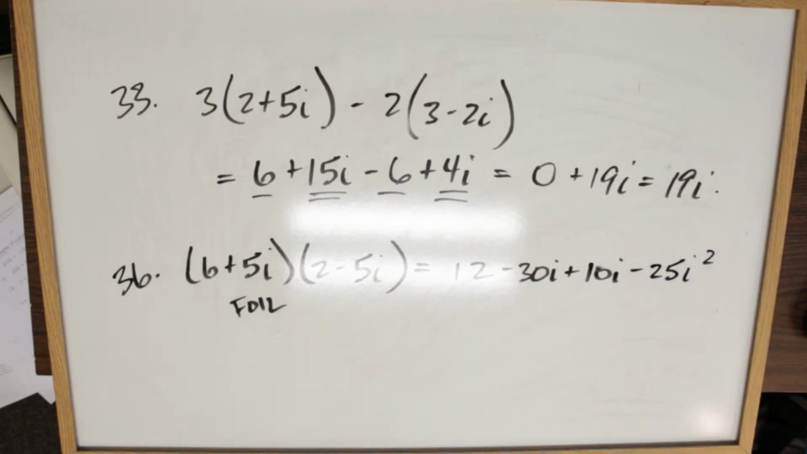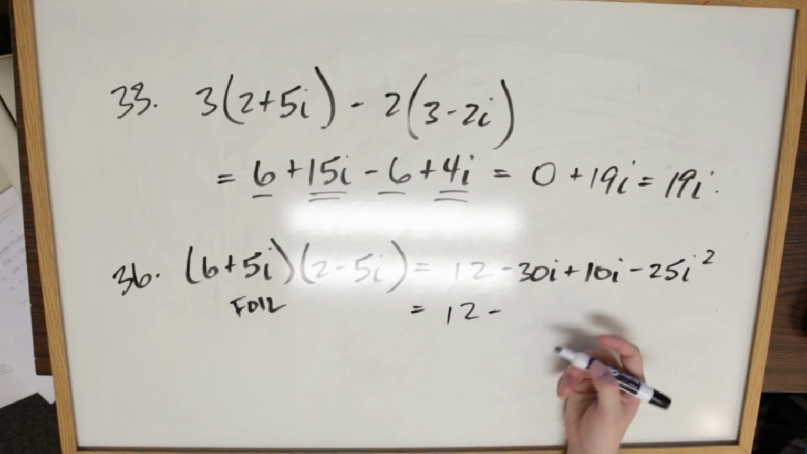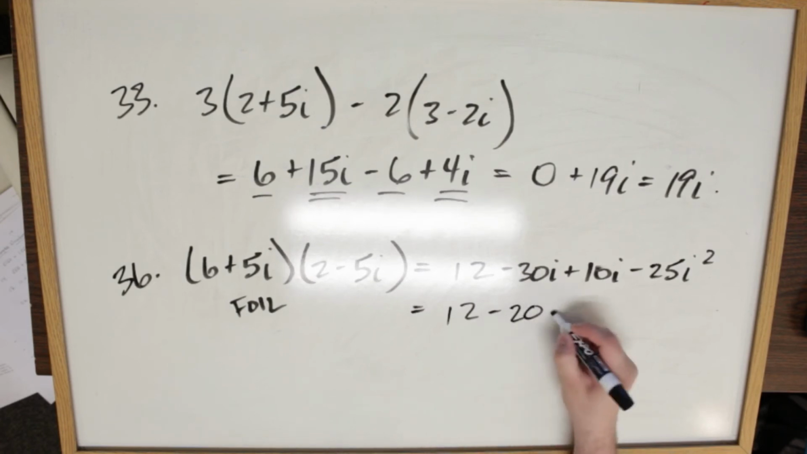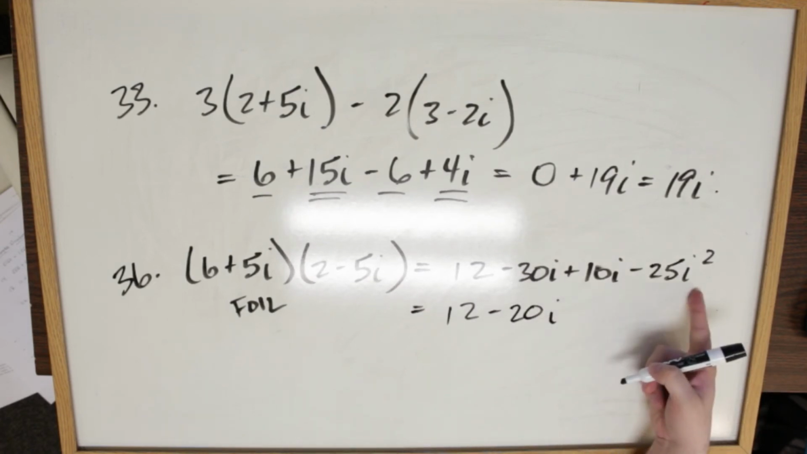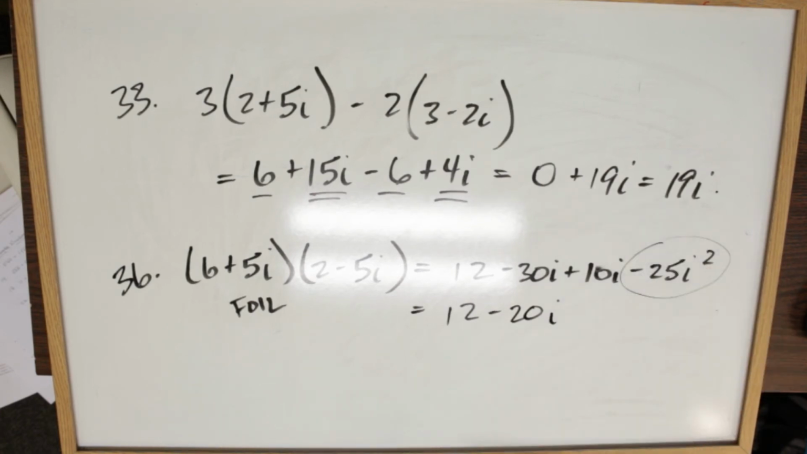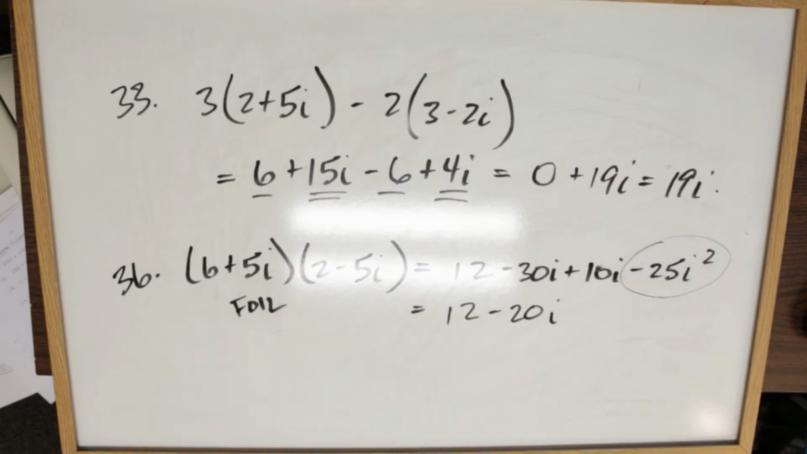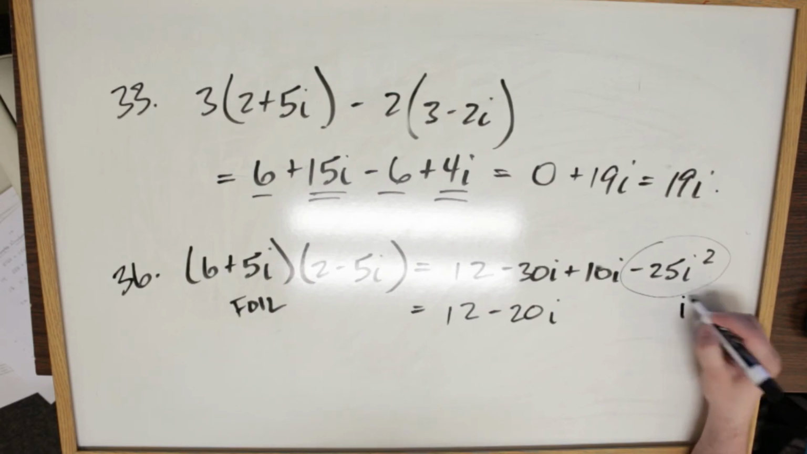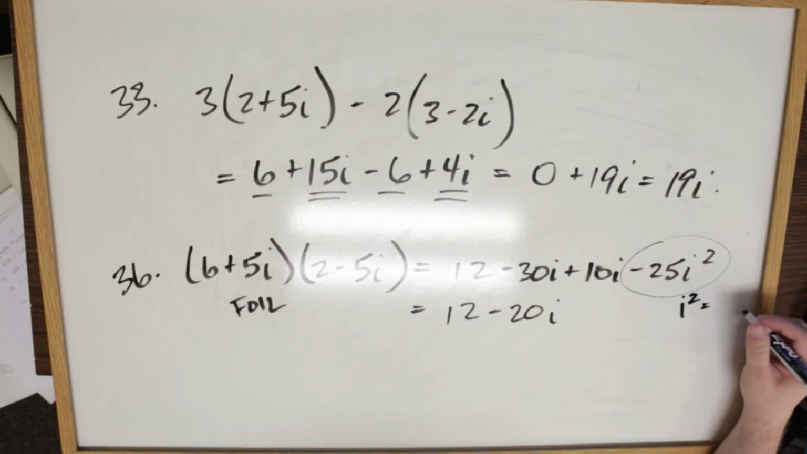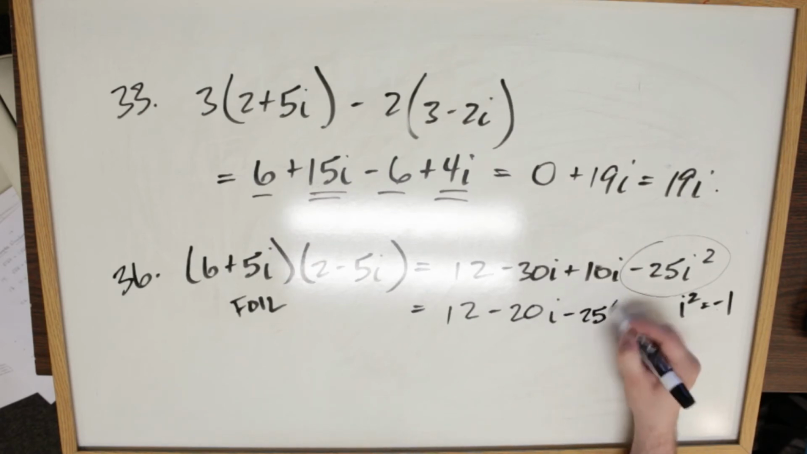All right. So let's go ahead and combine everything. 12 minus 30 plus 10 is going to be a minus 20i. Then we're going to have a minus 25i squared. This is the thing that is important, okay? This right here. Because I have an i squared, remember, what does i squared equal? i squared is equal to a minus 1, okay? So we can actually go ahead and make that substitution. This is the same thing as minus 25 times a minus 1.